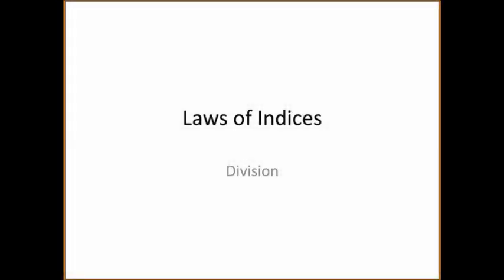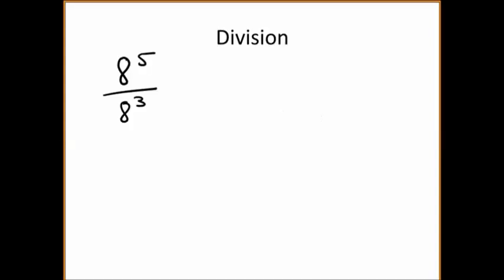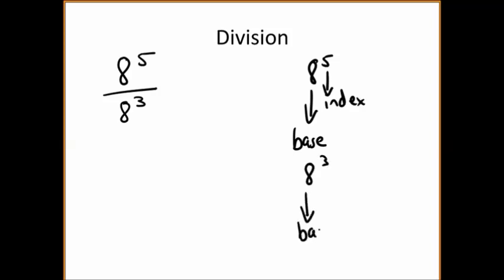In this video, I will go through another law which involves the division of one expression by another with the same base. Let us first look at the example 8 to the power of 5 divided by 8 to the power of 3. Looking at 8 to the power of 5 first, we know that 8 is our base number and that 5 is our index number. Similarly, looking at 8 to the power of 3, we know that 8 is also our base number while our index number is 3.